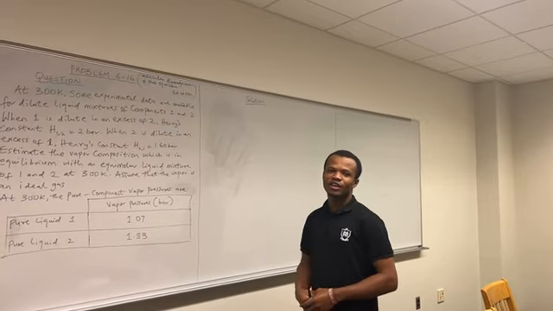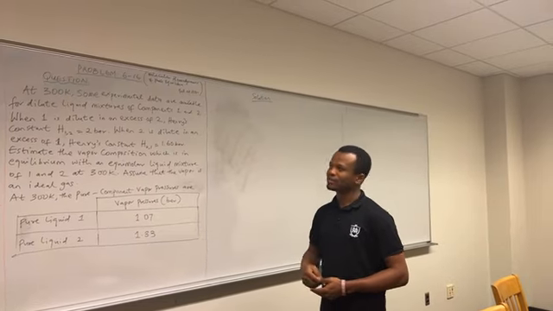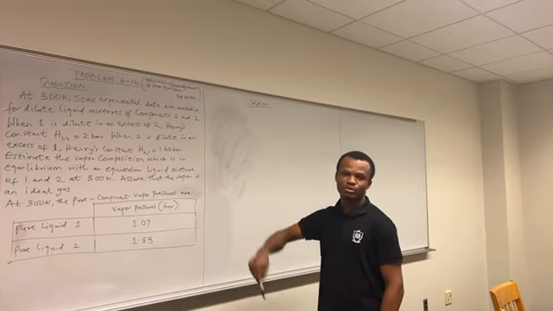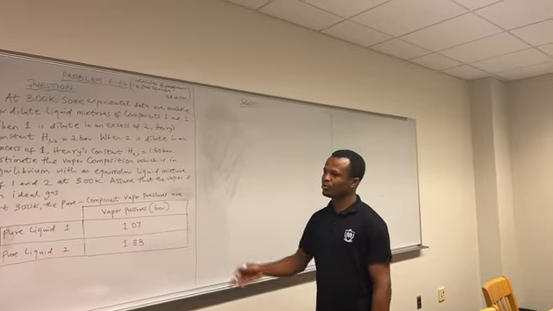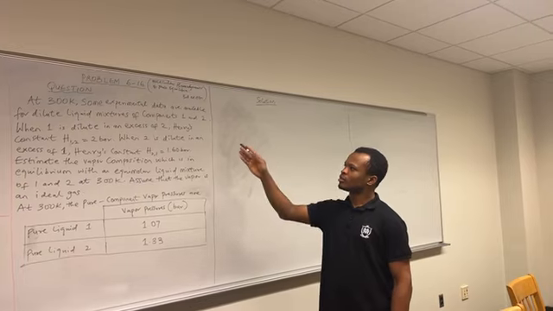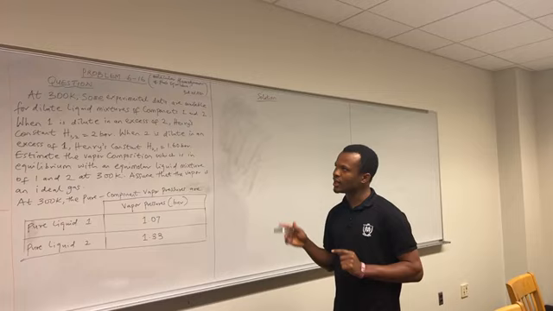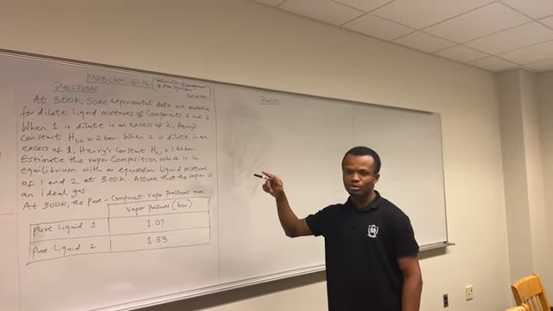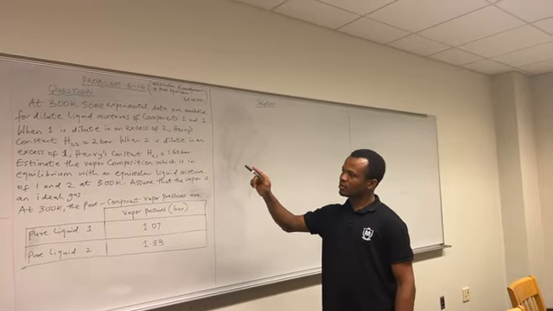Okay, good day everyone. We'll be looking at problem 6.16, which is from the textbook Molecular Thermodynamics of Fluid-Phase Equilibria, 3rd edition. So we'll be looking at this particular problem. The question is, at 300 Kelvin, some experimental data are available for dilute liquid mixtures of components 1 and 2. When component 1 is dilute in an excess of component 2, the Henry's constant H_1,2 is equal to 2 bar.